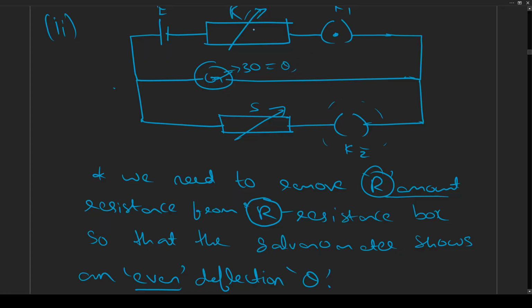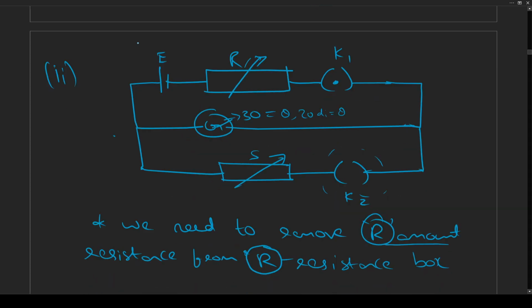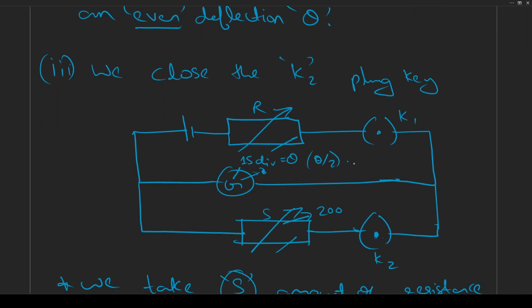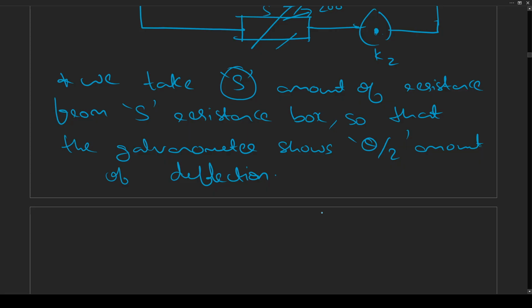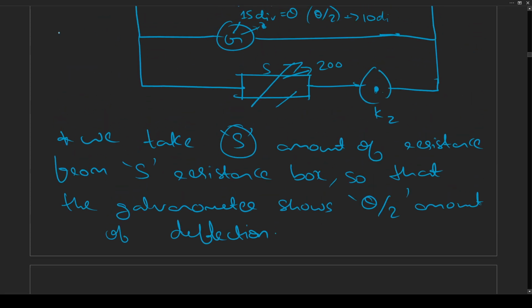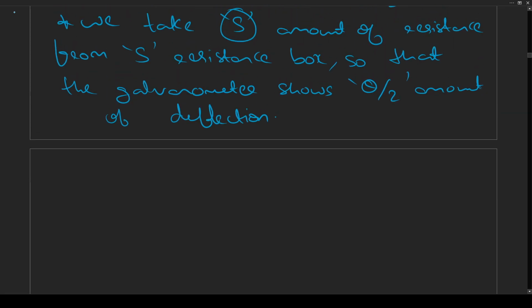Second trial, we take out another amount of resistance. Now let's assume it shows 20 divisions of deflection. Then in the second setup, it should show 10 divisions of deflection. That much amount of S we should take here approximately. Okay, that's about the procedure. Now we tabulate these R and S values.